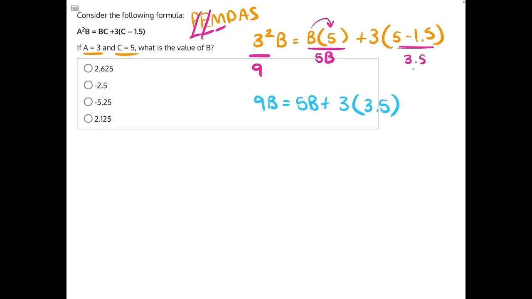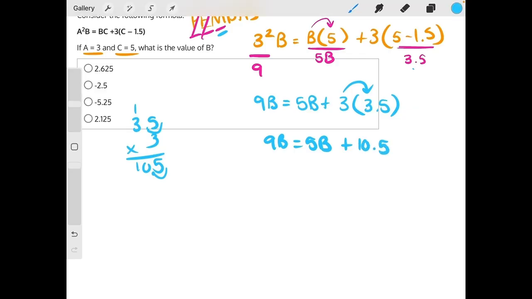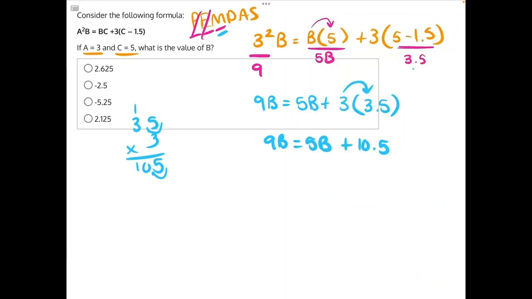Now let's do multiplying one more time. 3 times 3.5 will give us 3 times 5 is 15, carry the 1. 3 times 3 is 9, plus 1 is 10. 1 decimal place, 1 decimal place. This will give us 9b equals 5b plus 10.5. And now we can start to do opposite operations to isolate our variable b.